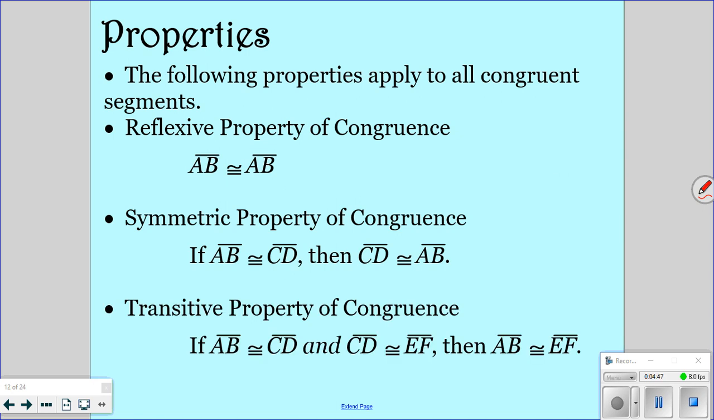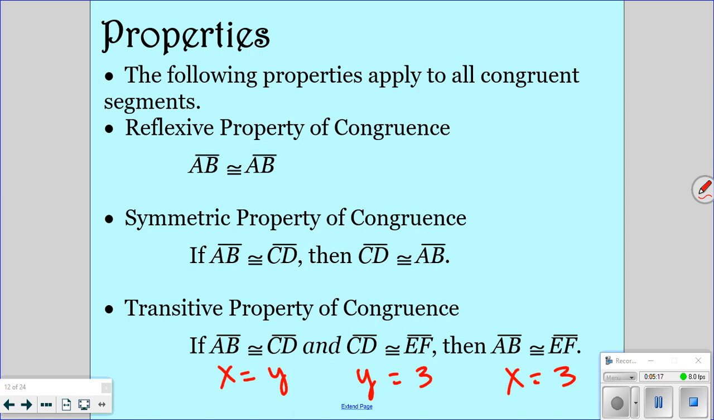And then the transitive property: if AB is congruent to CD and CD is congruent to EF, then that means that AB has to be congruent to EF. And that's called the transitive property of congruence. You may have used this before: if x is equal to y and y equals 3, then that means that x has to equal 3. So that's the transitive property.